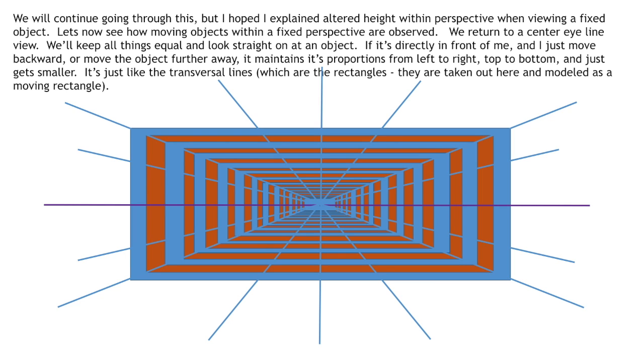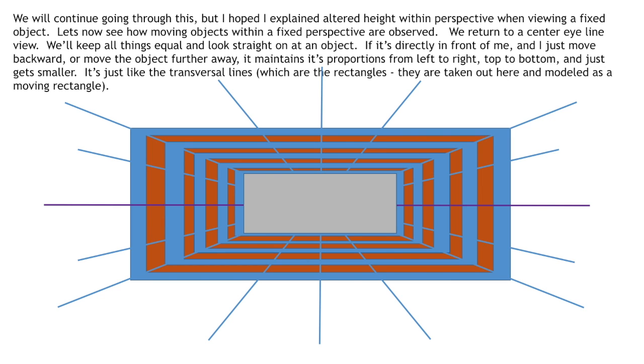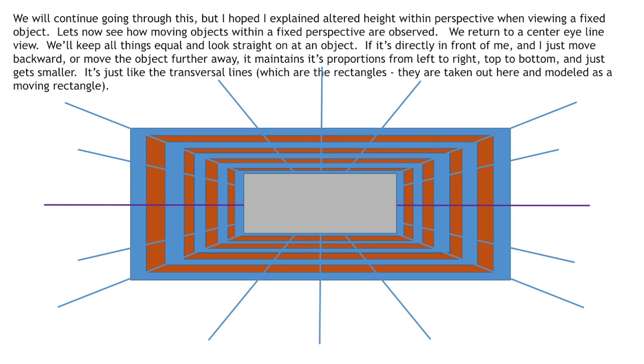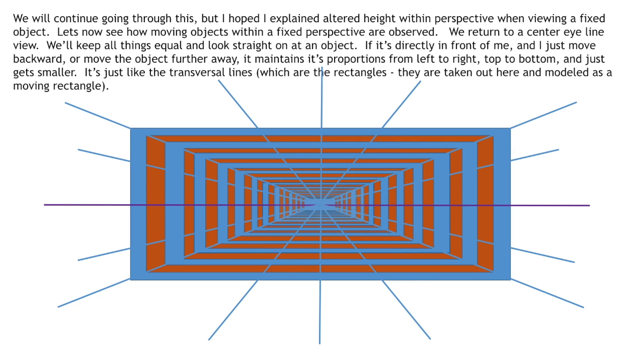It's just like if I put transversal lines, which are our rectangles, and I pulled them out, and they are taken out and just modeled as if they are moving rectangles. So you can kind of see the effect here. It's getting closer, they're getting closer. They're all in proportion to one another. They're getting further, all in proportion.